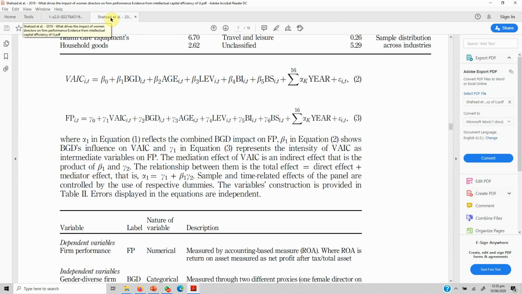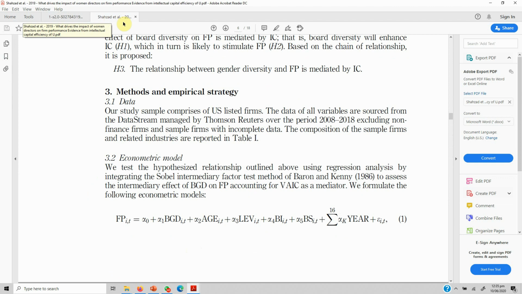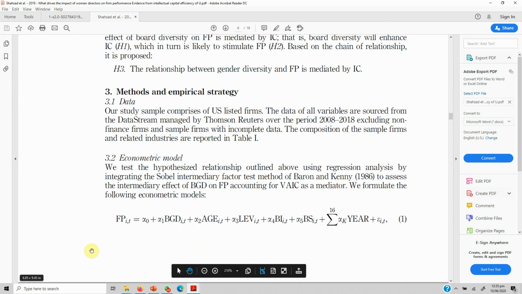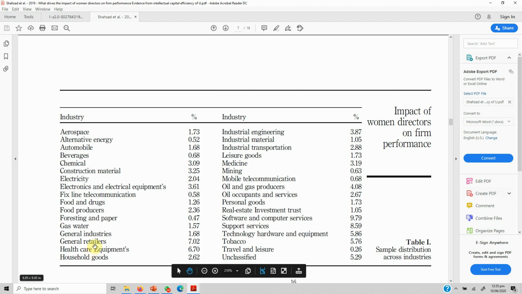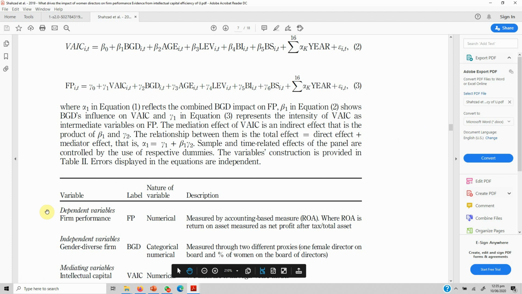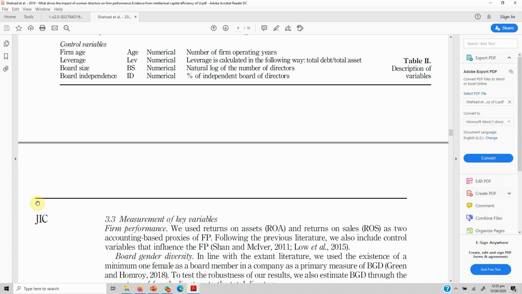financial research, obviously you start with your data, your econometric model, your source of data, and then the composition or the sample distribution across industries. This is particularly important. And then the variables, their description, the nature of the variable, whether it was categorical, numerical, or continuous, and how you measured the variables.